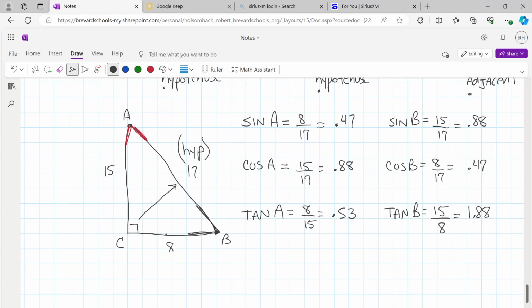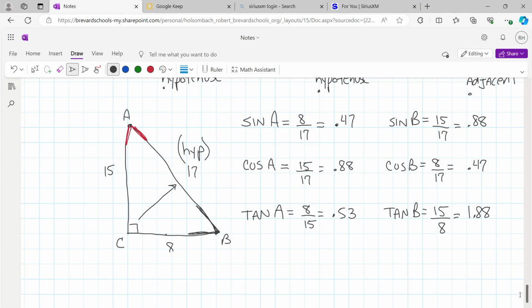Sorry, so that's as far as we're going to go today with these ratios. We're just going to write them, and then we're going to put them into simplest form. And then tomorrow we're going to start using these ratios to find some side lengths and some angle measures.